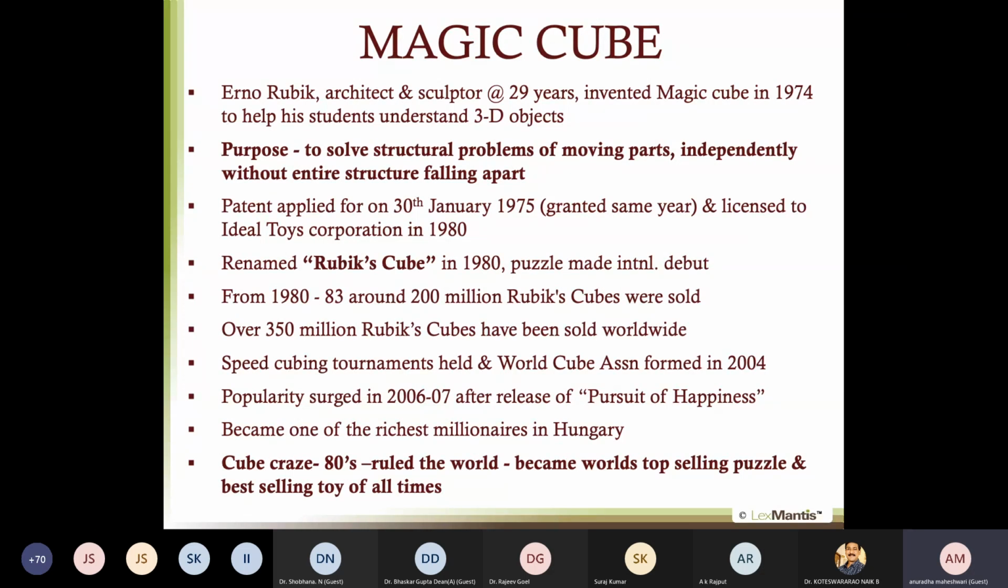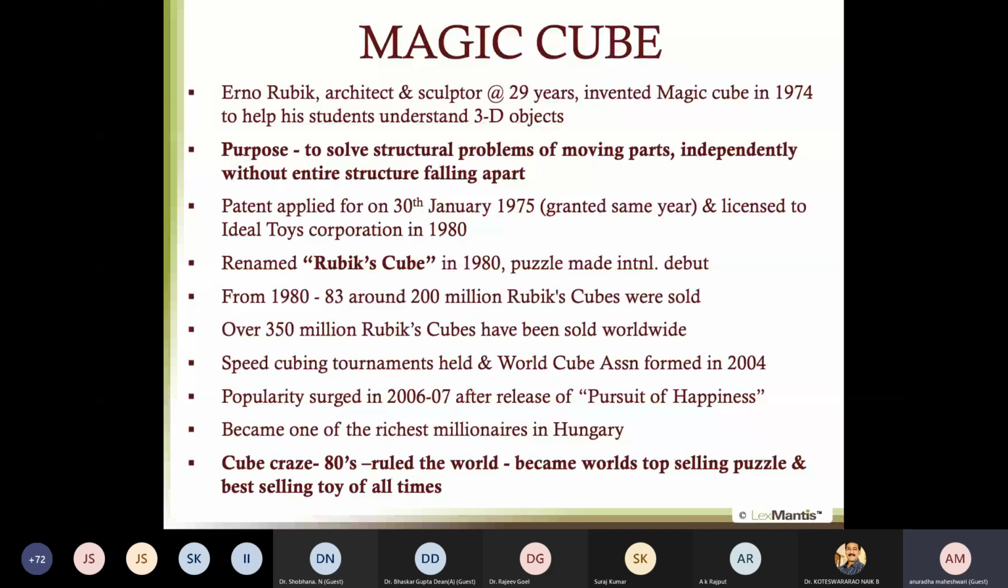He says, how do I show it to my class? That's the whole genesis of the Rubik's Cube. So at the age of 29 years, he invented this Rubik's Cube in 1974 to help his students understand 3D objects. All right. Now I come to something else.